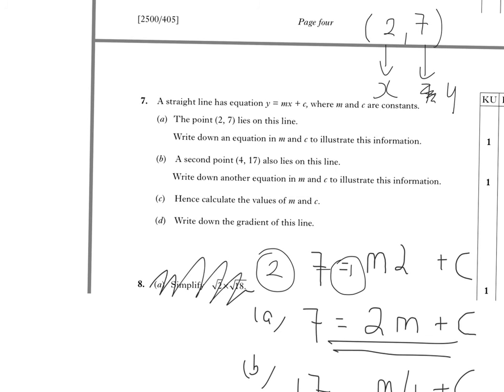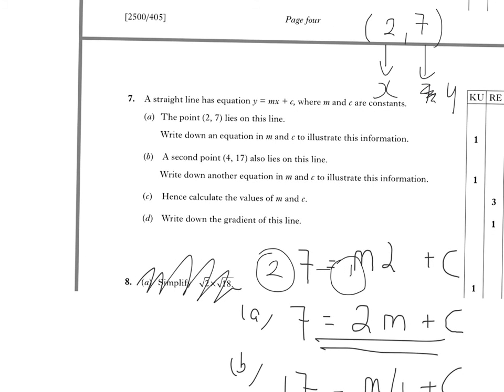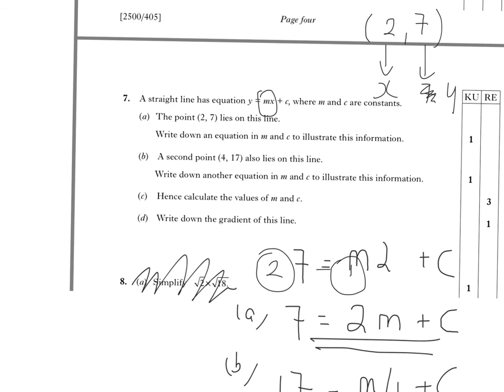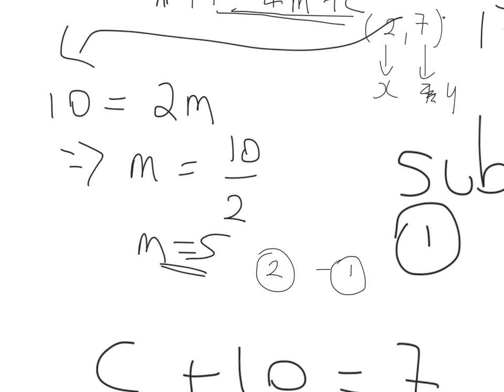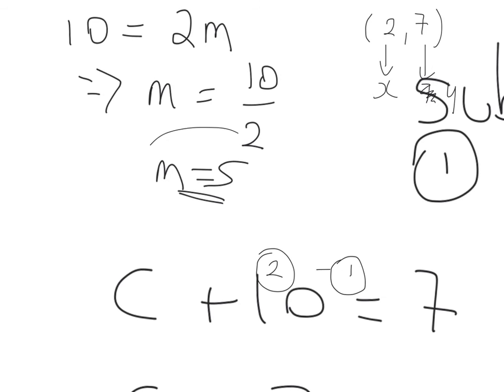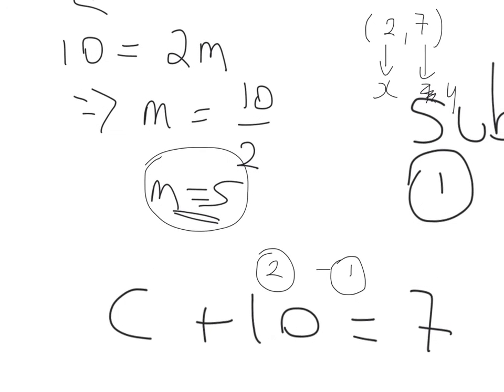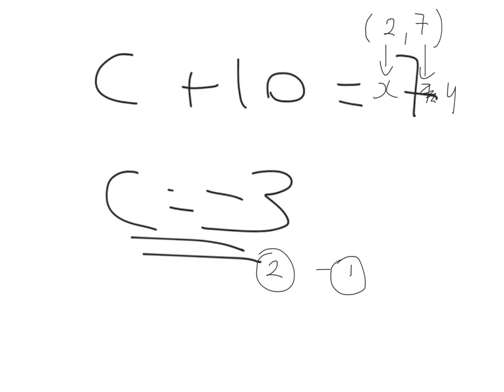Part D, write down the gradient of this line. Well, the gradient of the line is given by m. Now it's just about using the information that you've got. Well, you're told that m is equal to 5. So that's the answer to the question. The gradient is equal to 5. And that's the end of the question.